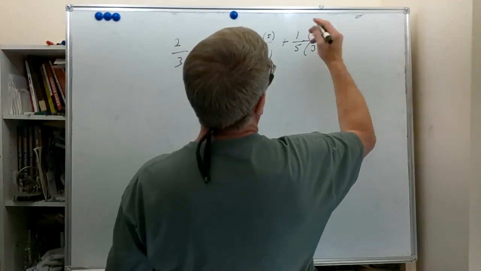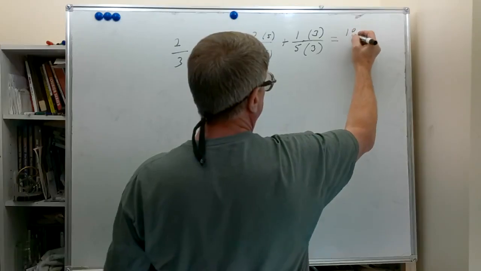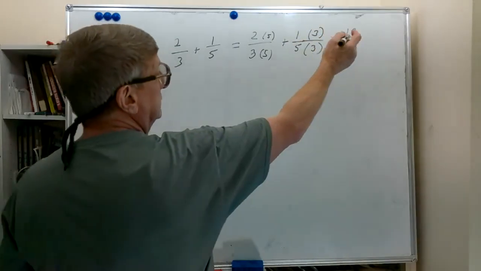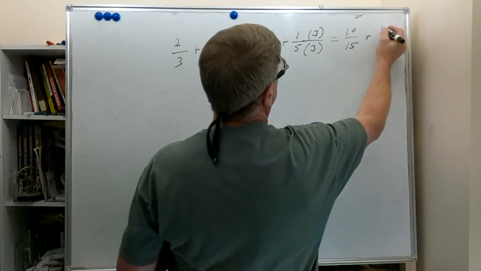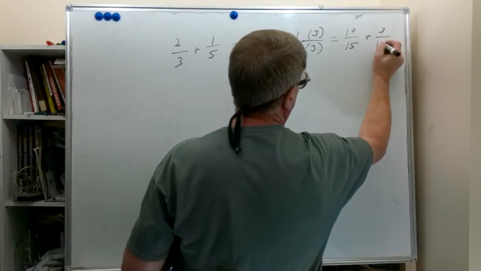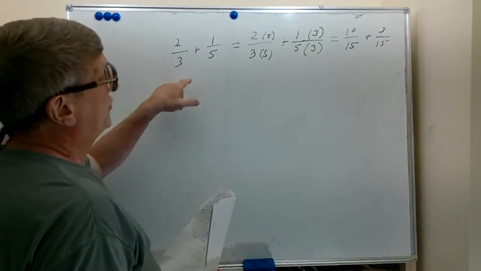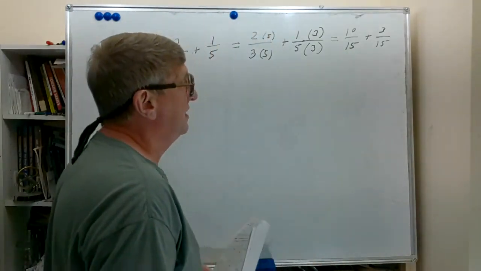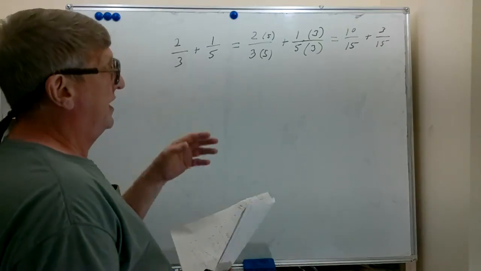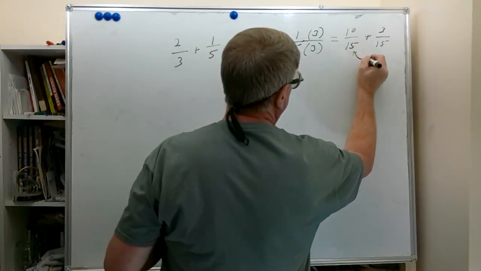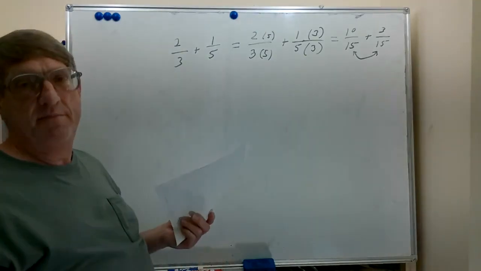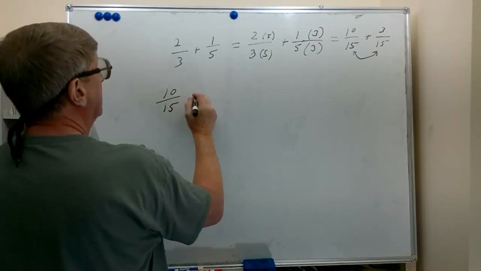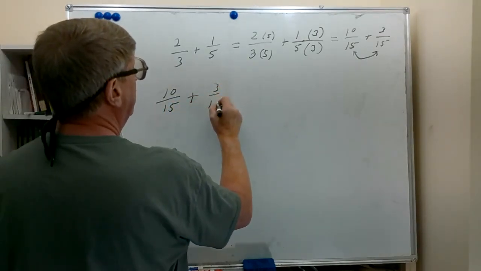So we end up with 2 times 5 is 10 over 15 plus 1 times 3 is 3 over 5 times 3 is 15. So we have here 2/3 and 10 over 15 are equivalent fractions. 1/5 and 3 over 15, or 3/15, are equivalent fractions. And we have, as we always said we needed for adding fractions, the same denominator. So let's carry that down here. 10 over 15 plus 3 over 15.